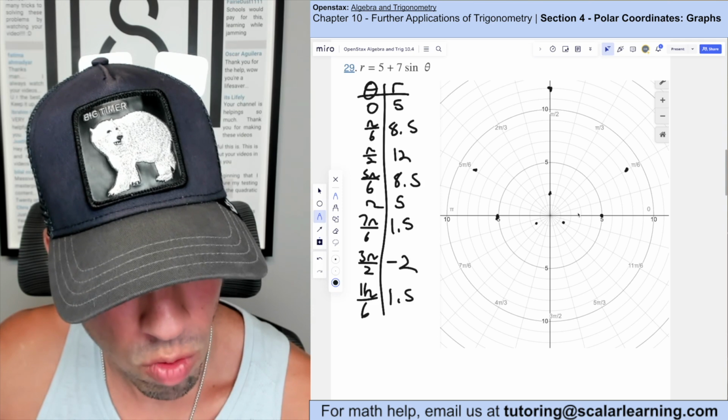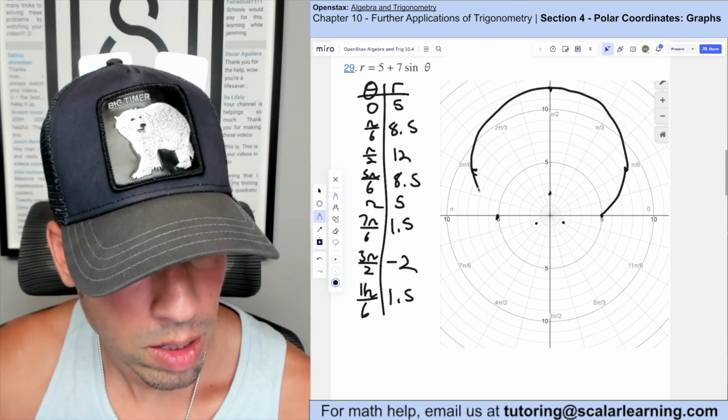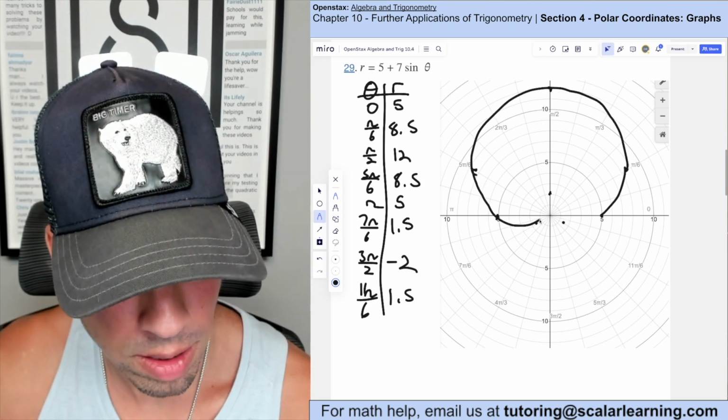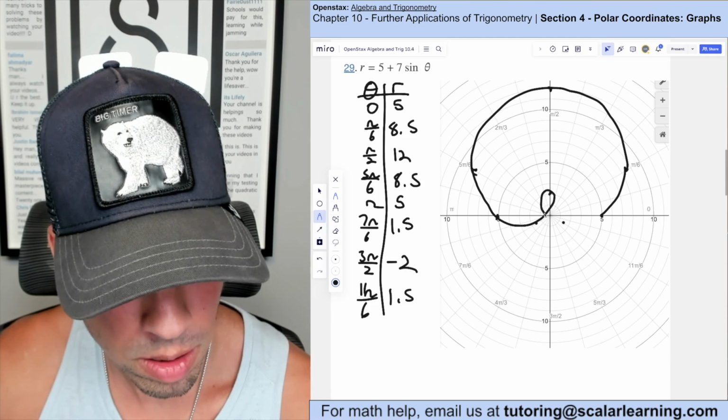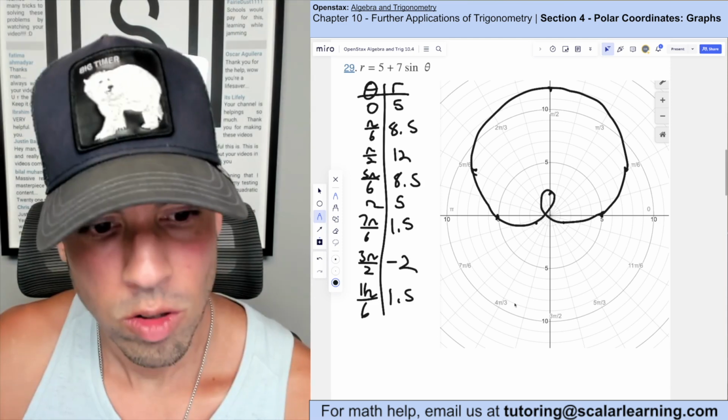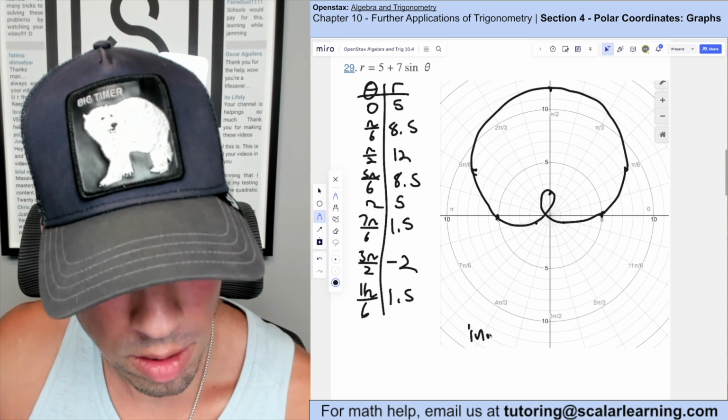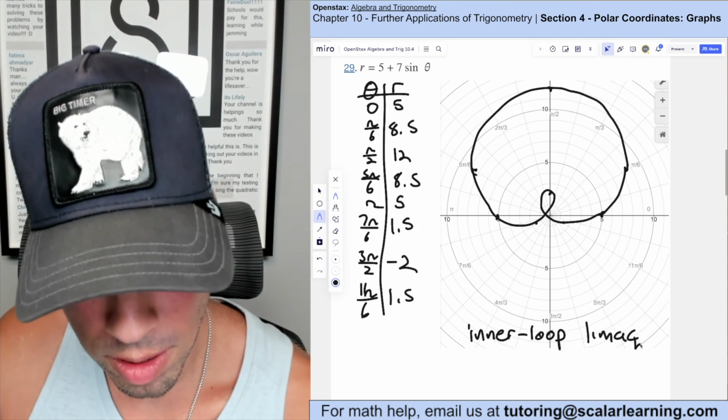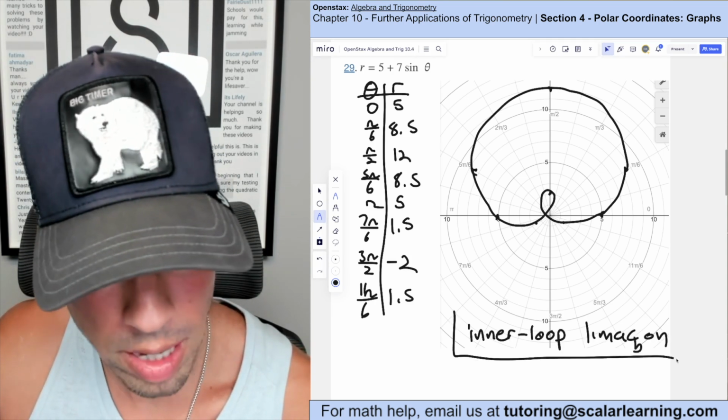So as we kind of draw it out, this is what it looks like. We kind of bring it across like this, and then this does a little loop thingy, like so, and then keeps going. So there's our graph, and this is an inner loop limacon, like so. That's how you do it.